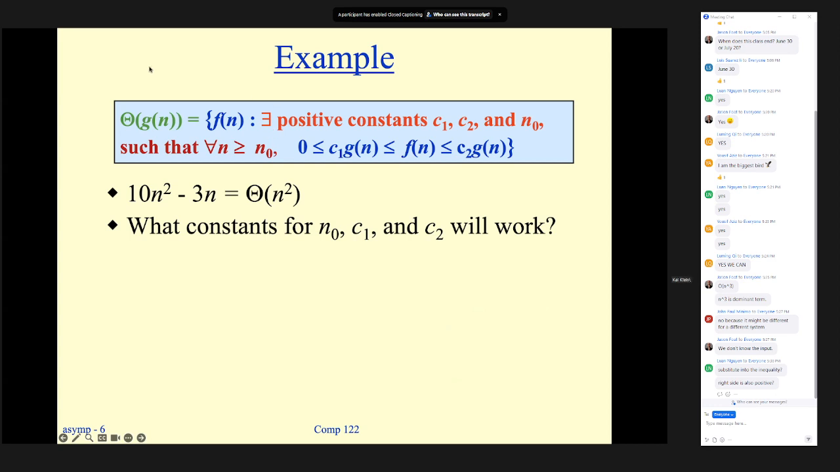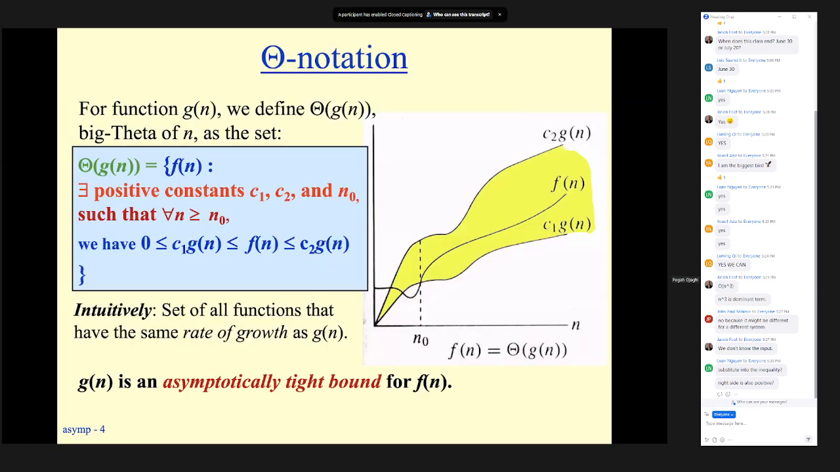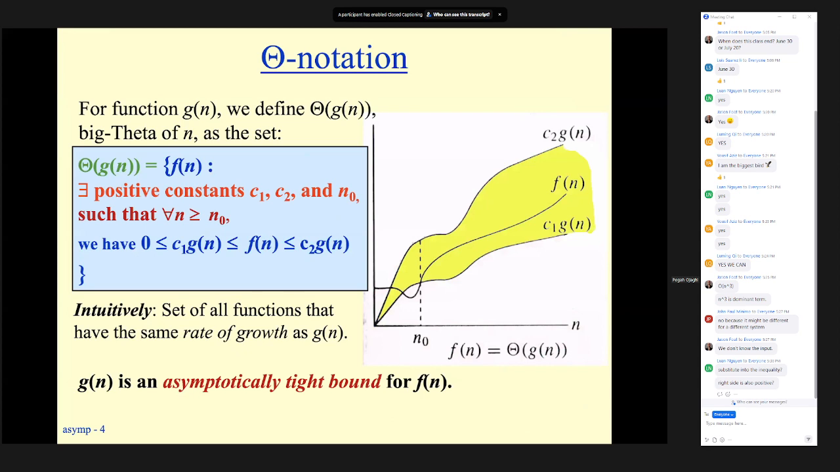Are the n natural numbers? Yes, n is natural. As I explained here, let me go back. Oh no, I remember. Yeah, it's going to be natural numbers. So let's go back.